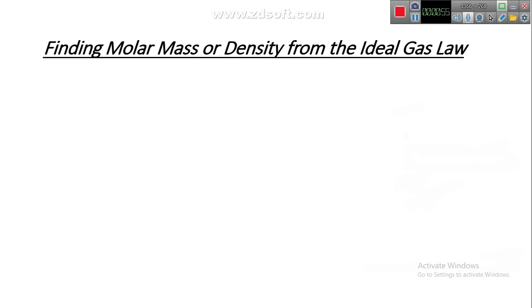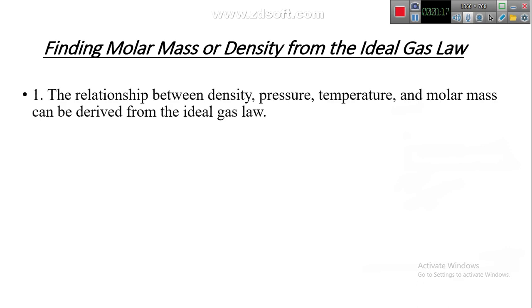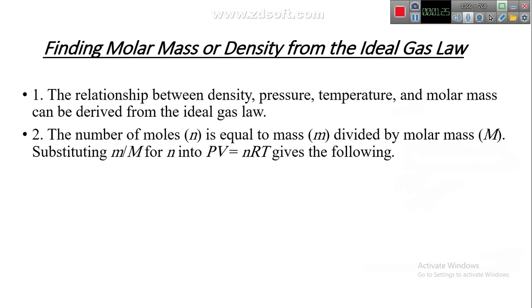Suppose that the pressure, volume, temperature, and mass are known for a gas sample. You can calculate the number of moles in the sample by using the ideal gas law. Then you can calculate the molar mass in gram per mole by dividing the known mass by the number of moles.